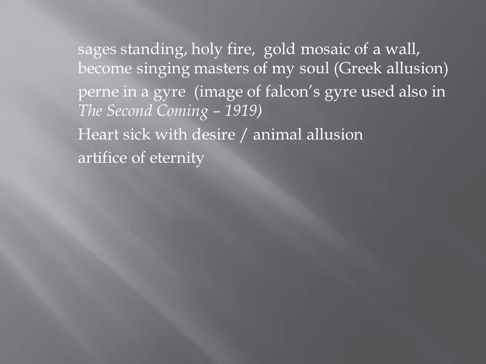Perne in a gyre. Now, that is an image of a falcon's gyre, which is used in another poem he wrote in 1919, The Second Coming. And a falcon's gyre is that spiral that begins very far out and closes in closer and closer until the falcon finally sees the mouse or the small animal that it wants to attack, and it swoops down and gets its meal this way. But it's very slow, and it's very methodical and very specific. Heart sick with desire, and then the allusion to him being like an animal. He's mortal flesh. And again, the artifice of eternity, the things created that are of great beauty that one day he'll be able to enter into.